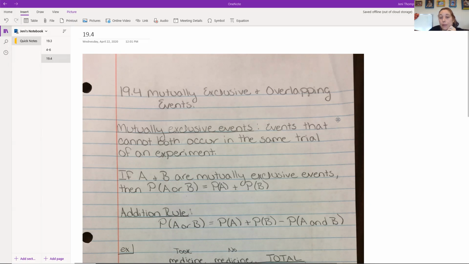So mutually exclusive events are events that cannot both occur in the same trial of an experiment. You've probably heard that phrase before. It's like two things that can't happen at the same time. Like pizza, if there's one piece of pizza left, either I eat the pizza or you eat the pizza. If I eat the pizza, you can't eat the pizza, and if you eat the pizza, I can't eat the pizza. So that's a mutually exclusive event.